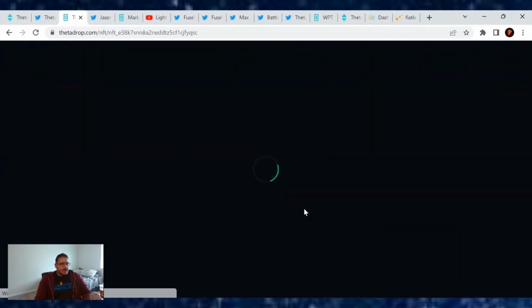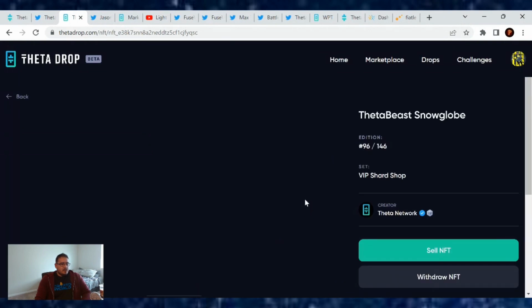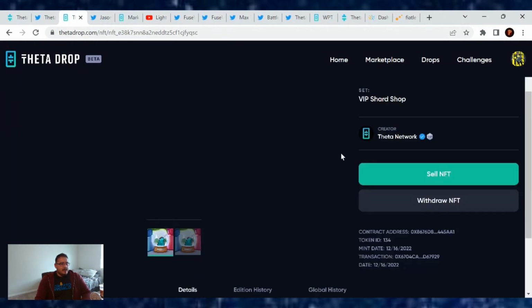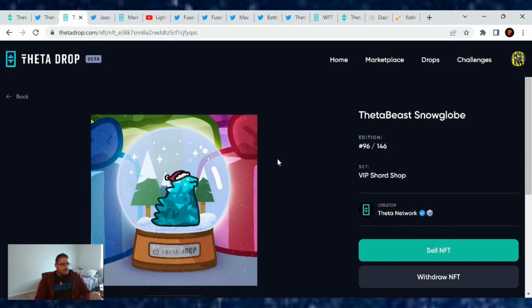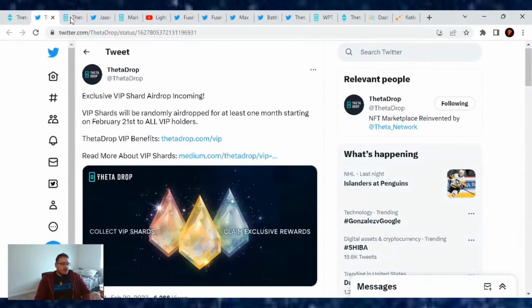I think I only had 3 frost shards, actually, to get this Theta Beast Snow Globe NFT. But yeah, the Fridays are going to be the challenges, and as long as you have the shards, you can redeem them. So yeah, that's the VIP shard news for you.